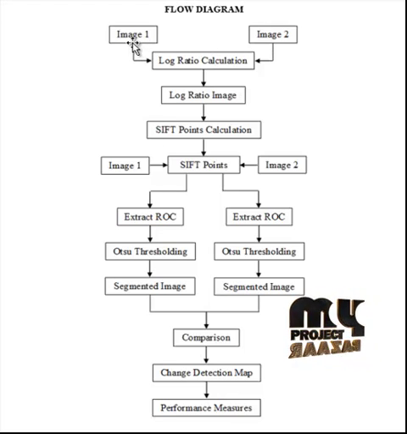First, the input SAR images were obtained from the dataset. These were images of the same portion taken at different times. So this is the image taken at time t1, and this is the image taken at time t2. These two images were first fused based on the log ratio calculation, from which we extract the log ratio image. The SIFT points were calculated for the input log ratio image, which detects the exact edge regions of the input images.